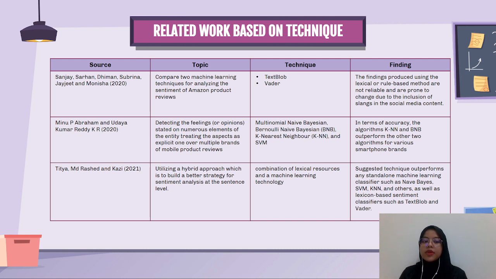Next is from Minu P. Abraham and Udaya Kumar Reddy, KR. They want to detect feeling in mobile product reviews. So they use four approaches, which are multinomial naive Bayesian, BNB, KNN, and SVM. They found that KNN and BNB outperform the other two approaches they use.